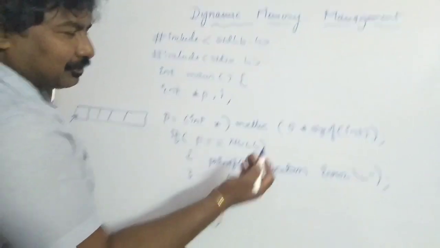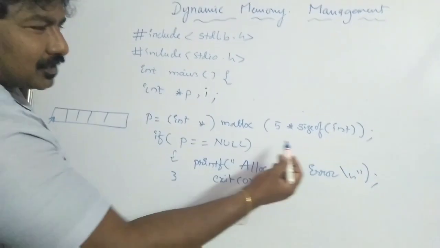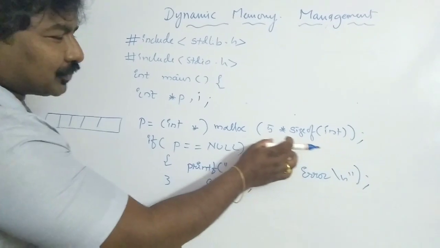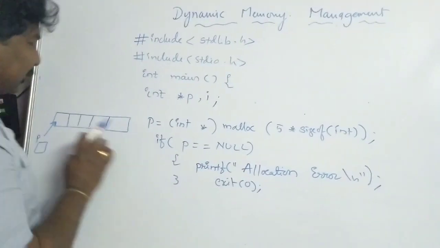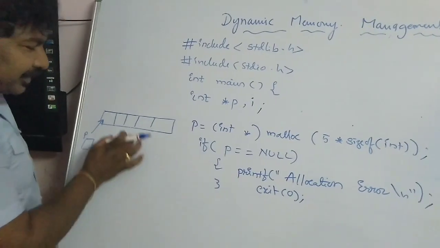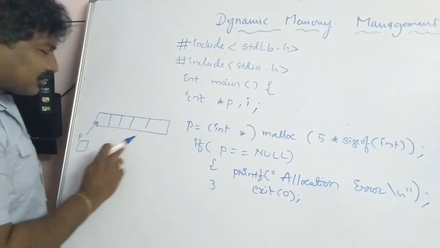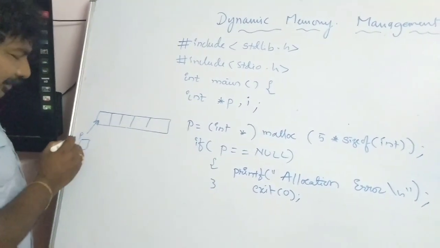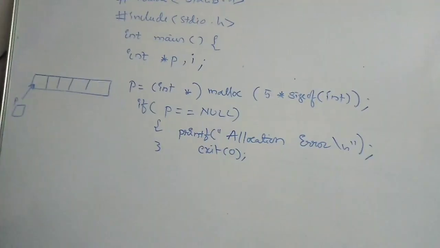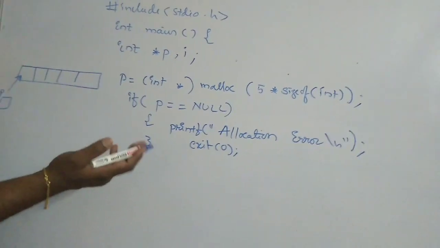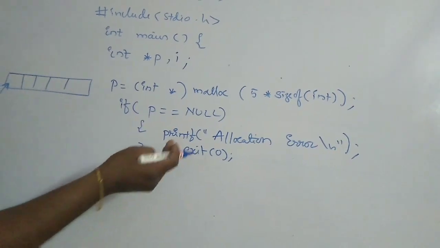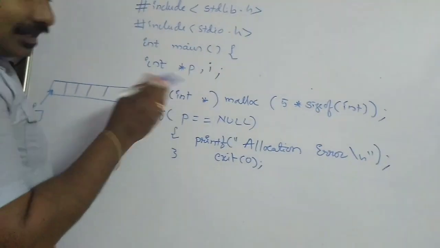Okay, friends, if the memory is allocated for this, the size of integer is 2, and 2 into 5 means 10 bytes. So it allocates 10 bytes of space where I can store 5 elements, and it returns the address of the first byte to the pointer p. So that means p is pointing to here.